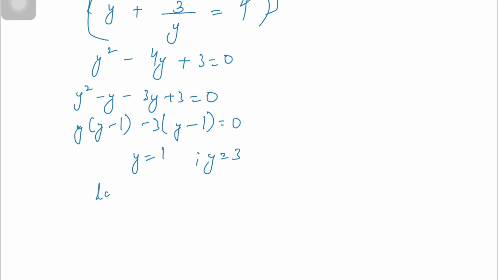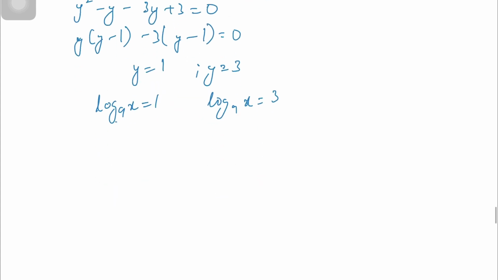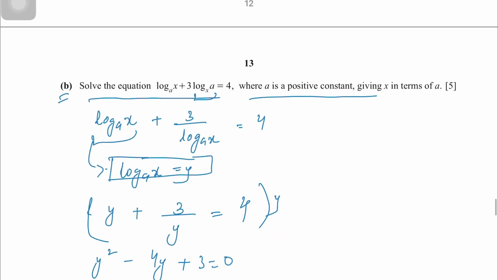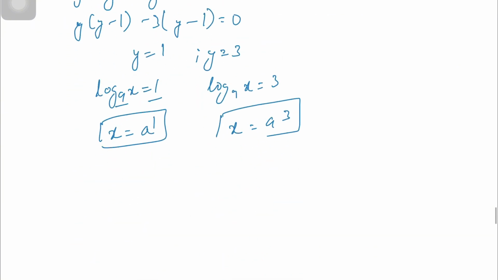So this would be log_a x equals to 1 and log_a x equals to 3. This means this a will go in the power, this a will have power 1 and this will be equal to x. So this will be x equals a and this would be x equals a cube. So we have the two answers, right? It had to be in terms of a, right? So we have the answer.